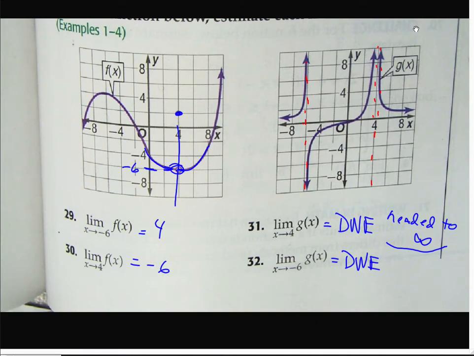Okay, if you say D and E, that tells me that we are not headed to the same place. If you tell me D and E and then headed to infinity, that means the limit doesn't exist, but I'm still headed to the same place, and that is infinity. Listen, D and E on the bottom, right? D and E.